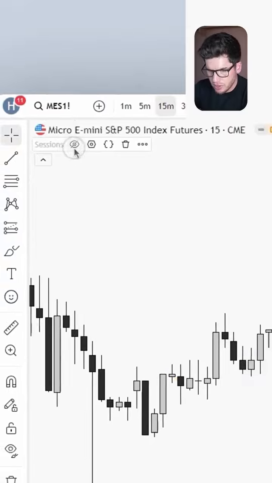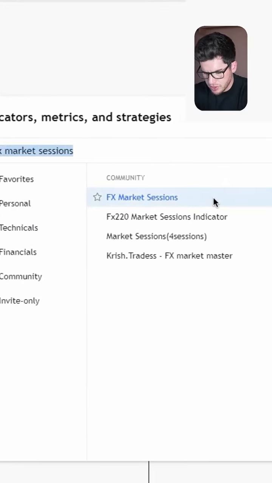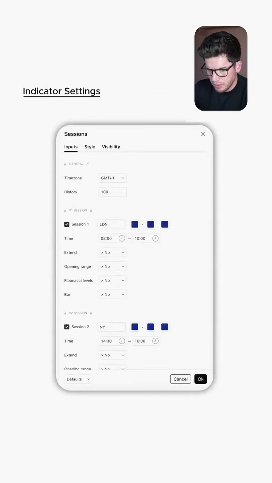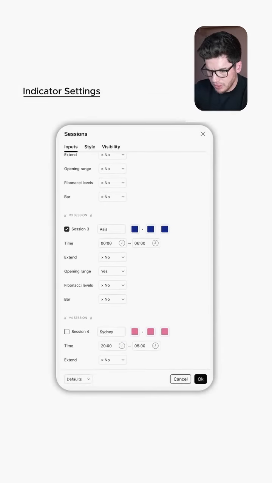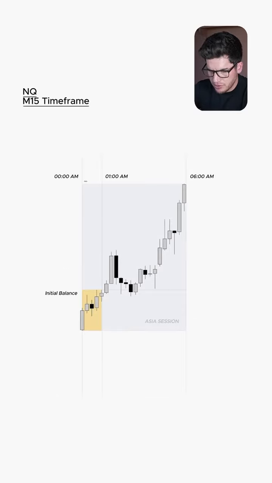So first thing you need to do is go over to the indicators tab, and you want to search FX market sessions and click on the one made by Boitoki. Open the drop down menu on the top left, and once you have that open, in the settings, input your Asia session, midnight to 6 a.m. UK time. For opening range, click yes. Then scroll down to opening range and choose 60 minutes. Hit OK, and that gives you your initial balance, the first hour of the trading day.